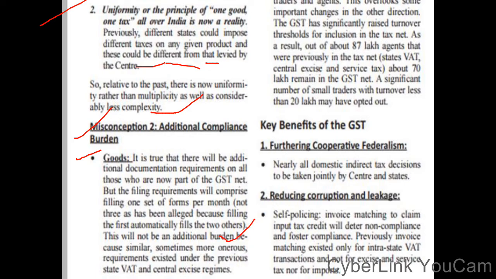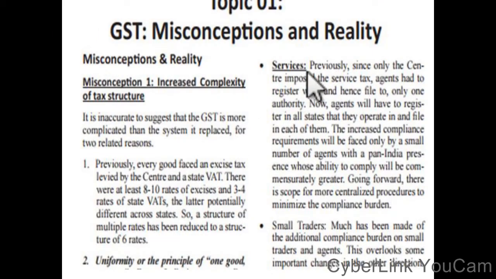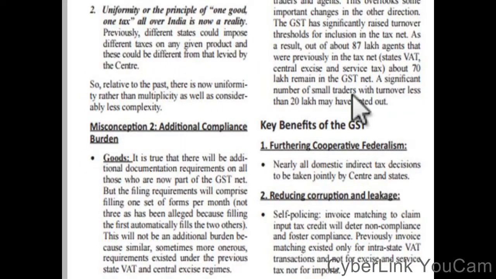Here we were discussing services. Much has been made of the additional compliance burden on small traders and agents. This overlooks some important changes in the other direction.